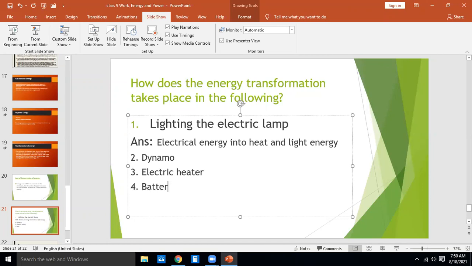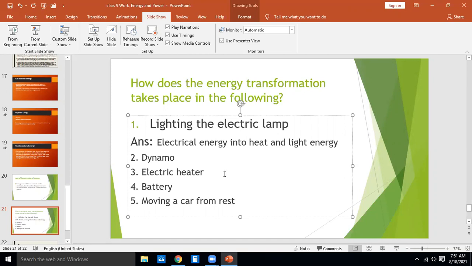Battery. Chemical energy into electrical energy. Very good. Chemical energy into electrical energy. Moving a car from rest. Potential energy into kinetic energy. Did you understand? Okay. In this way, you have to answer this type of question. It is related with the transformation of energy.